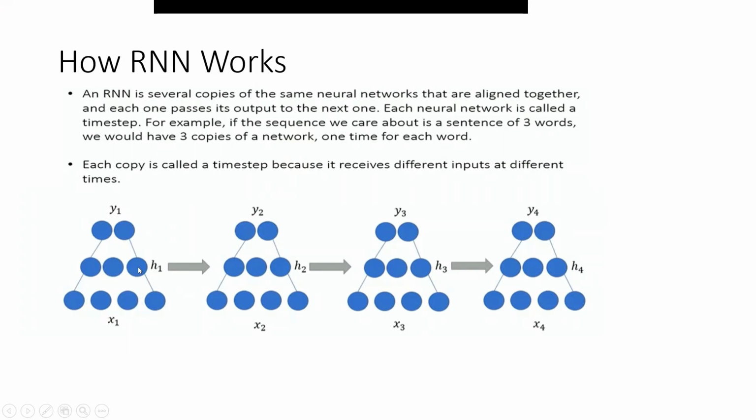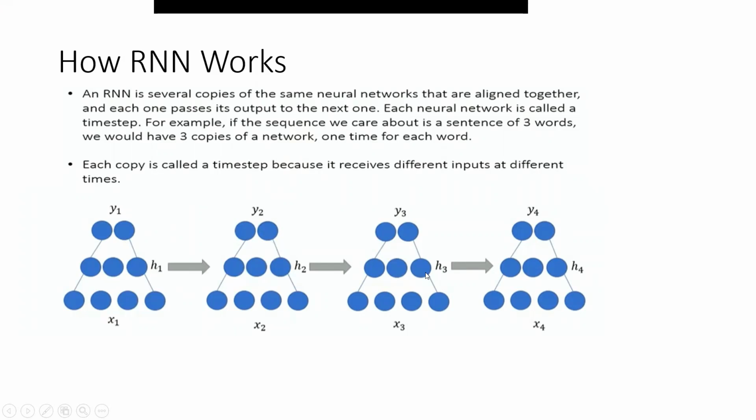And then this h1 hidden layer, which we call a memory, would pass to the second input. And when the second input passes, this s2 would be calculated with h1, and then generate an output of y2, right? And then again this hidden h2 would be passed to the next input.